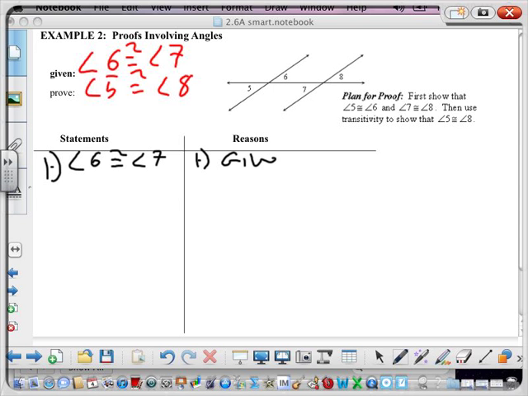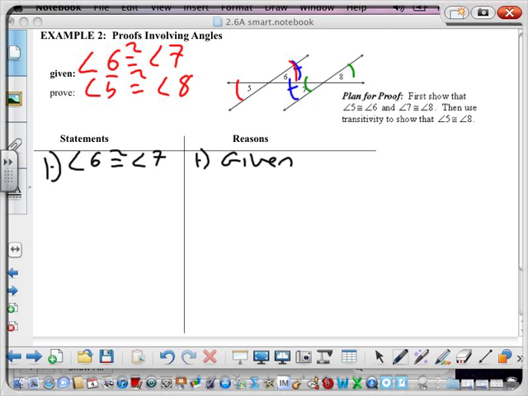Okay, let's look at our proof plan that we have over here. First show that 5 is congruent to 6, and 7 is congruent to 8, and then use transitive to show that 5 and 8 are congruent. Okay, so let's look at this. We know 6 and 7 are already congruent. It was given to us. It wants us to prove 5 and 6 are congruent, and it wants us to prove that 7 and 8 are congruent.